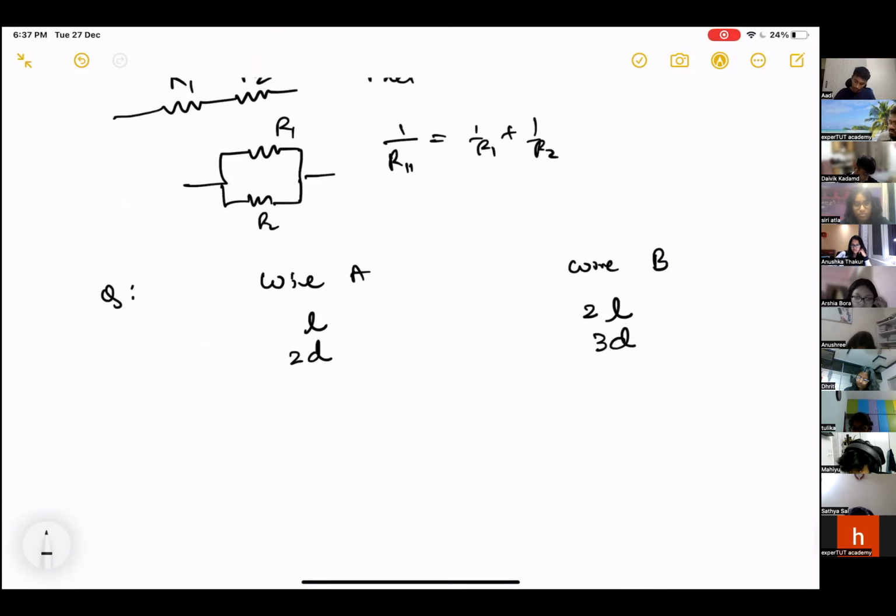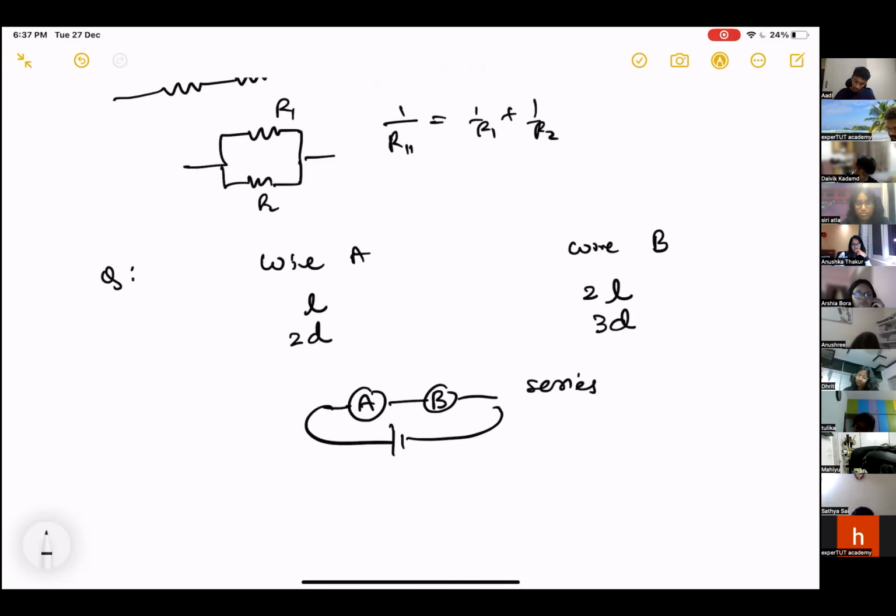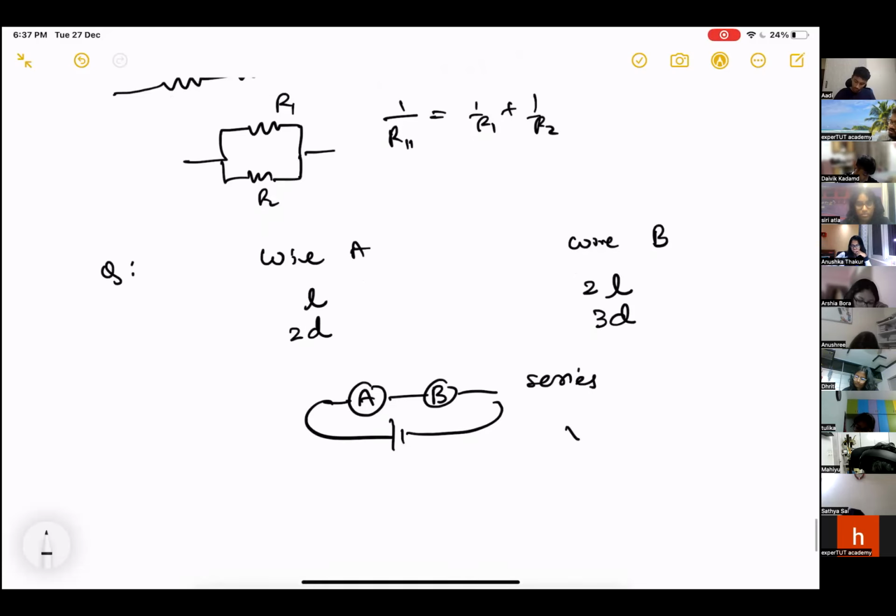They are connected in series. So wire A and then wire B, they are connected in series across a potential, some battery, okay? What is the ratio of potential drop across the wires? So they are asking VA is to VB is how much?